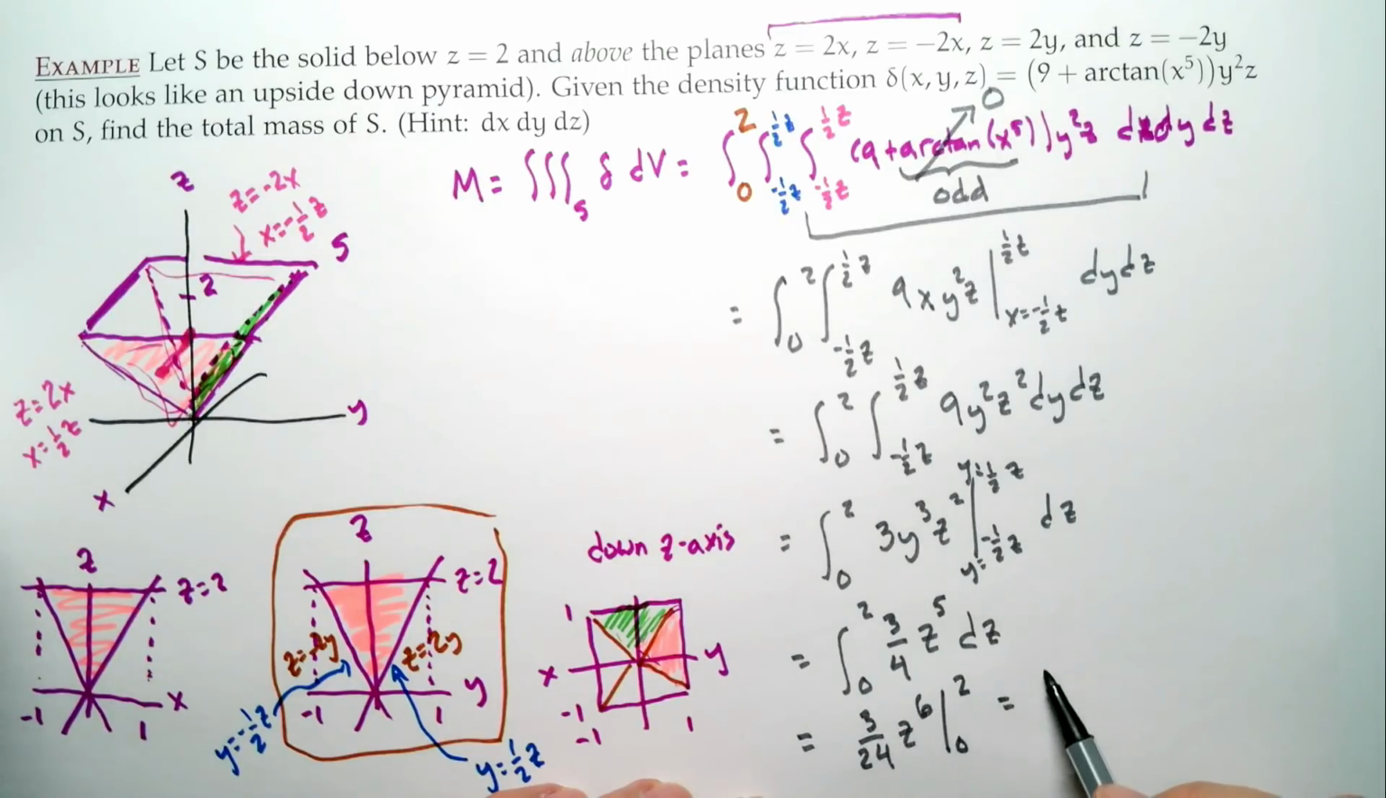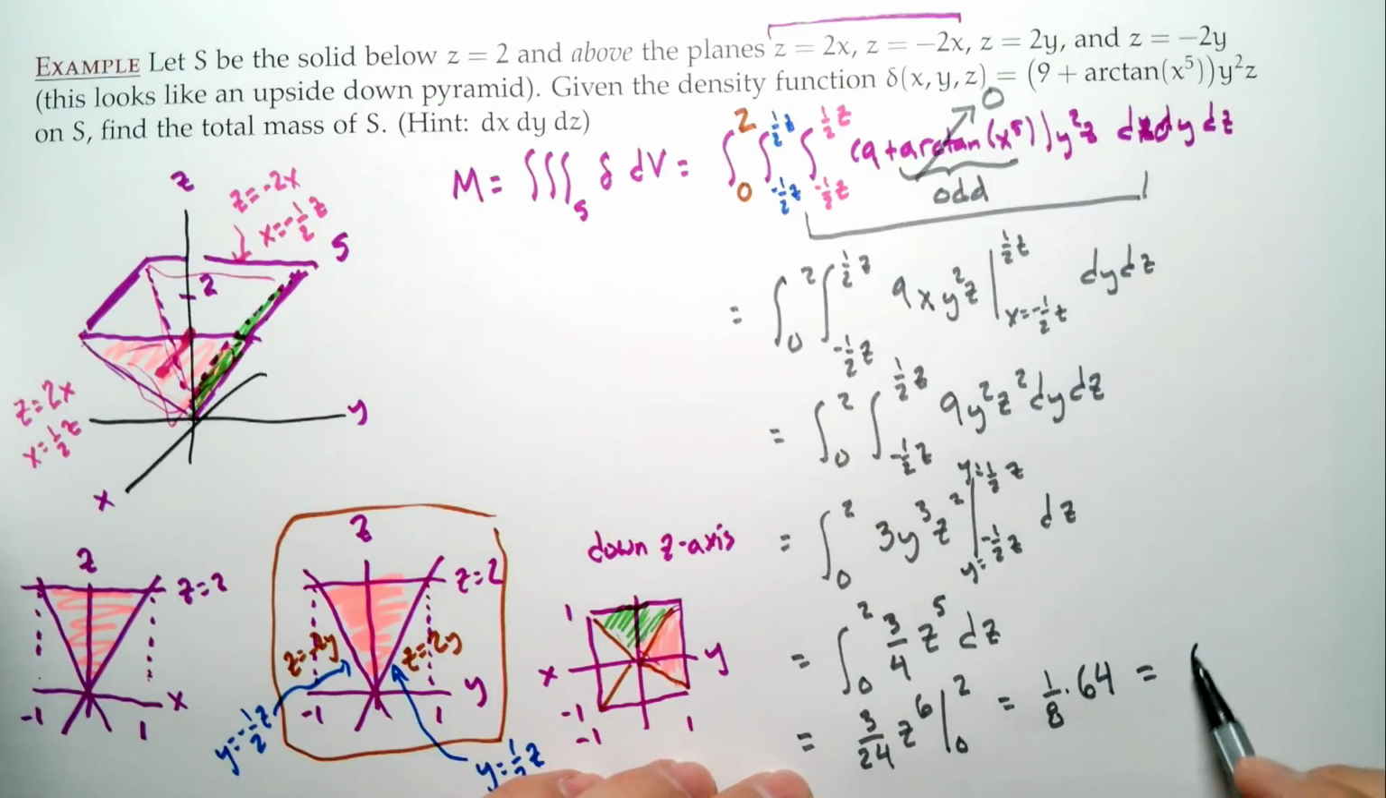Now 3 over 24, that's the same as 1 over 8. 2 to the 6 is 64. And of course 0 to the 6 is 0. So you get 1/8 times 64. Final answer is 8. And that's it. Done. Okay, now what happened in this problem?